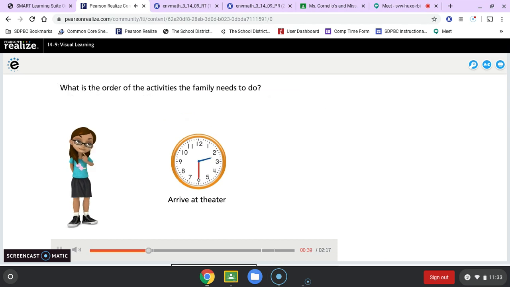What is the order of the activities the family needs to do? So this is kind of like that monster order question we just did for the day. You have to put these things in order. You have to identify what do I need to do first, second, third, in order to get to my ending place. So in order, they need to eat lunch, get ready, travel, and arrive at the theater. You can draw a picture to help with your reasoning.